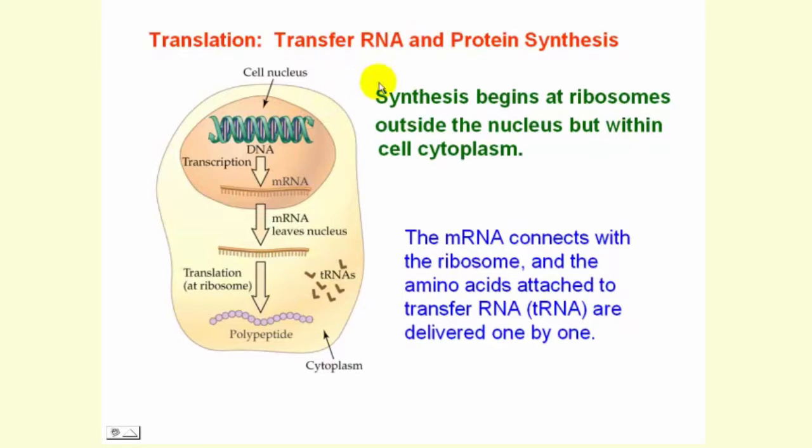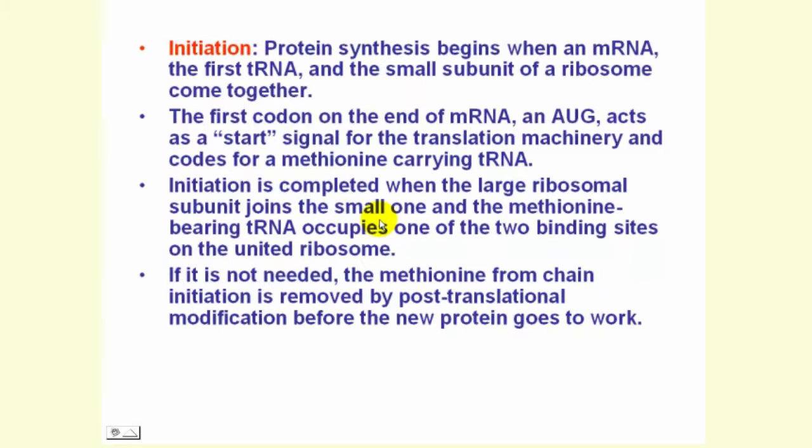All right, so translation. This is transfer RNA and protein synthesis. So again, synthesis begins at the ribosomes outside of the nucleus, but still within the cell cytoplasm. So the messenger RNA connects with the ribosome, and the amino acids attached to transfer RNA are delivered one by one to the growing protein chain.